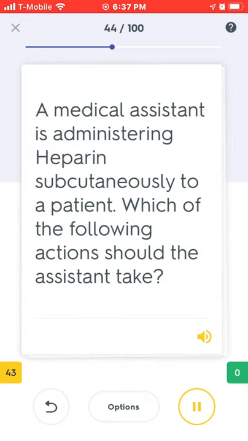A medical assistant is administering heparin subcutaneously to a patient. Which of the following actions should the assistant take?